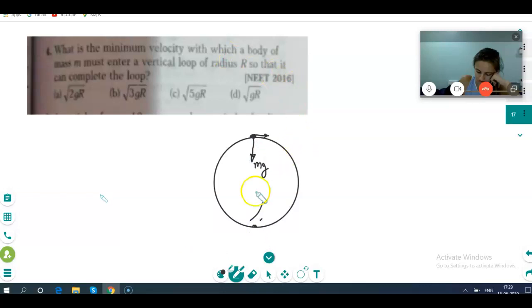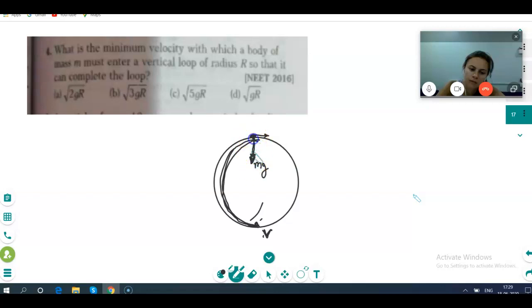Basically, what happened here? This one is the vertical loop. Correct? It will start like this. The velocity here, suppose it is v. Please tell me, what is the velocity at the bottom? The velocity should not let it fall down here.